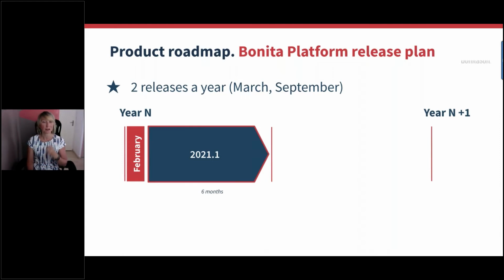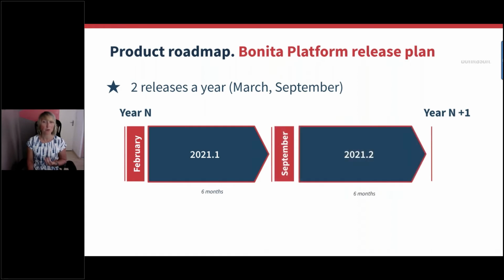In order to consider 2 releases per year. And the first one was released in February, so well, mid-January to be exact. And now, 6 months later, we are going to release 2021.2 in September to respect this release plan. And every year you will see 6 months and a new version. So the next one, which should be 2022.1, will be released in March.